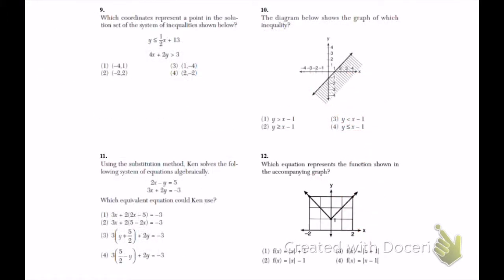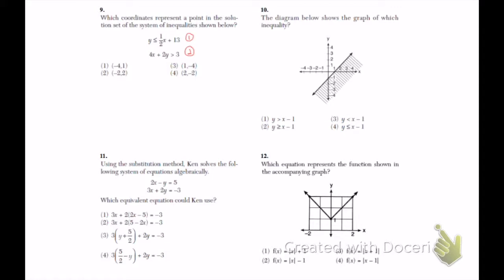Alright, so question number 9 reads, which coordinates represent a point in the solution set of the system of inequalities shown below? Well, in class what we did, we took these inequalities, we graphed them, and then we used the test point to see what their solutions were. But now we're given solutions. So the easiest way to do this problem is to put those solutions back into the inequalities and see if they satisfy both inequality 1 and inequality 2. So we'll name this as inequality 1 and this is inequality 2. And they both have to be satisfied by the solution.